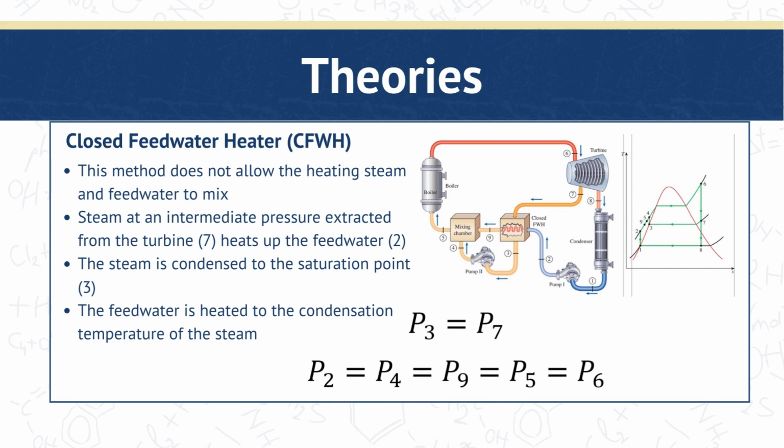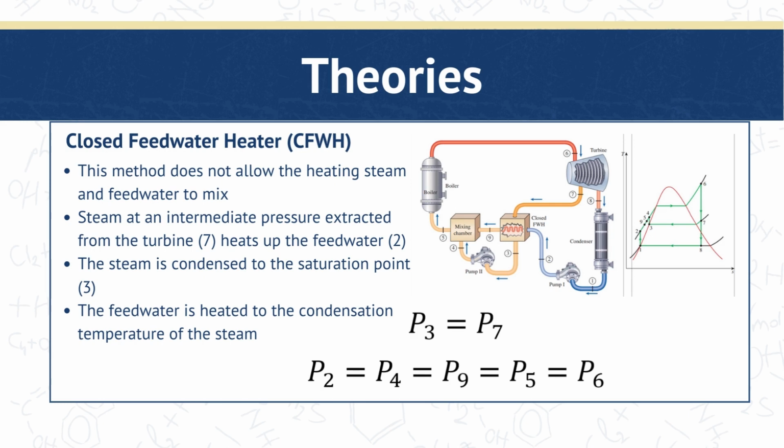The steam is condensed to the saturation point or 3, meaning that the temperature of the steam that is condensed is equal to the condensation temperature at saturation, which is equal to the outlet temperature. The feed water is then heated to the condensation temperature of the steam, as I have mentioned before. And again, keep in mind that the pressure is equal for what goes in and what goes out. Therefore, pressure 3 is equal to pressure 7, which is the steam that condenses.